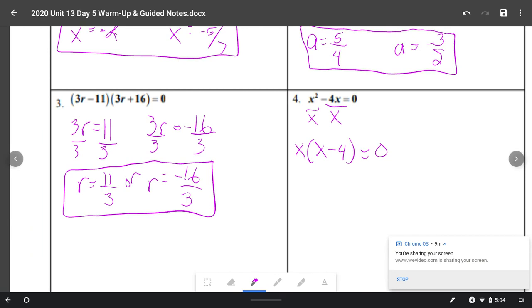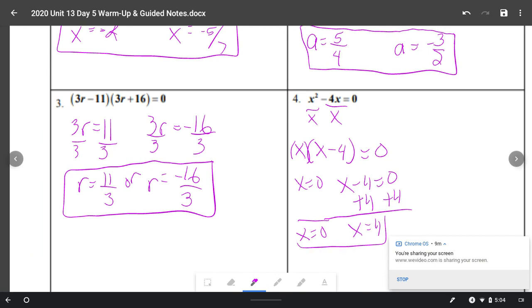And then you set both of these factors equal to 0. So we have this x we can make equal to 0. This x minus 4 is equal to 0. And we would add the 4 to the other side for the right side. The left side's already solved for, so I don't have to worry about it. It's already got x by itself. So in the end, we have two answers. One is x equals 0. The other one is x equals 4. And that's your answer.